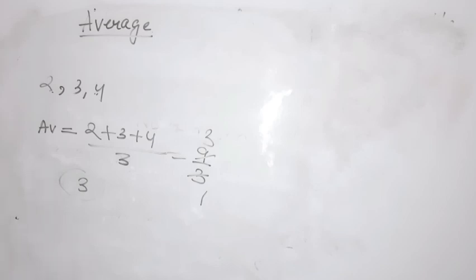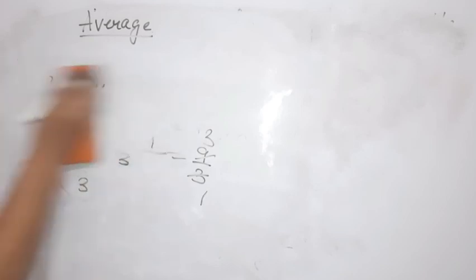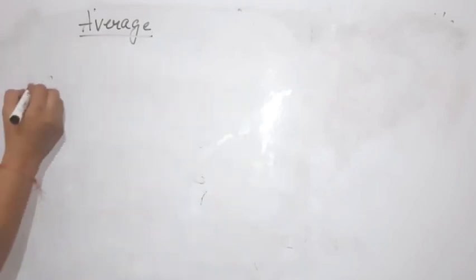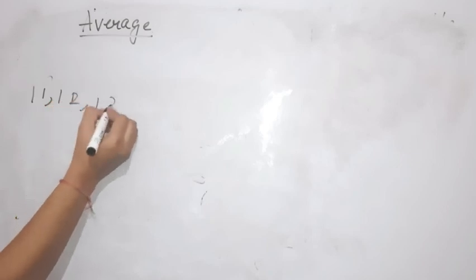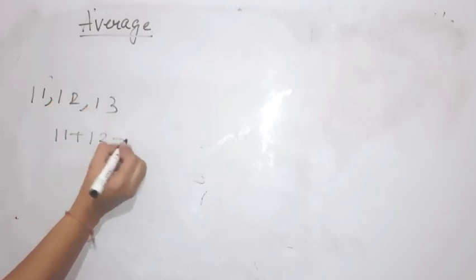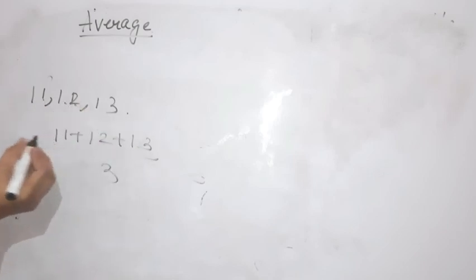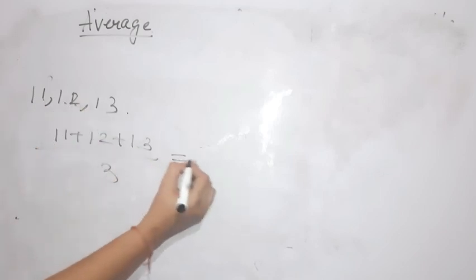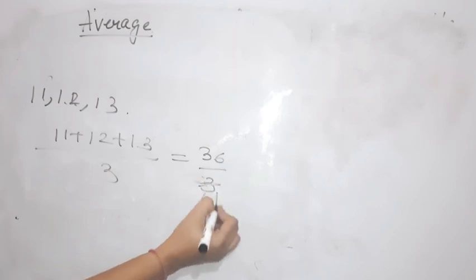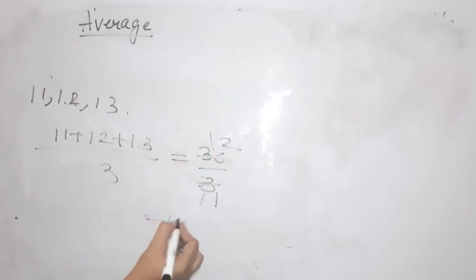Okay students? In the same way, we can obtain the average of different numbers. For example, you want to obtain the average of 11, 12 and 13. So 11 plus 12 plus 13 upon 3, because there are 3 numbers. Now 11 plus 12 plus 13 is 36 upon 3. 3 ones are 3, 3 twelves are 36. So the average is 12.